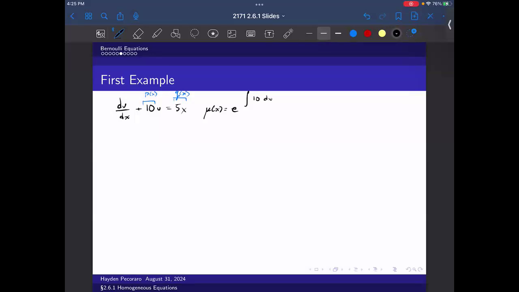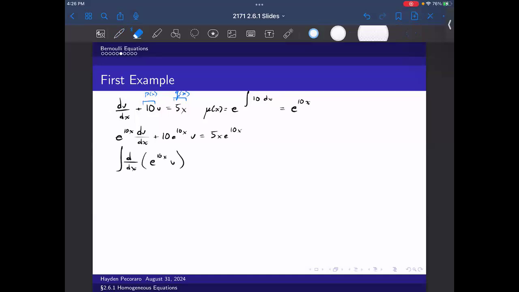All right, so we have this, and that gives us e to the 10x power as our integrating factor. Go ahead and multiply through by it. e to the 10x dv/dx plus 10 e to the 10x v equals 5x e to the 10x. On the left side, that's a product rule of e to the 10x and v. And on the right side, we're going to go ahead and integrate.